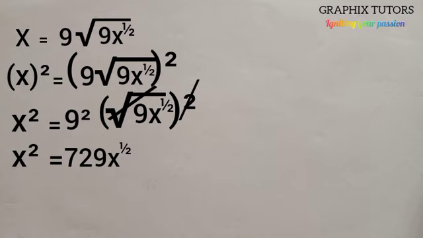In doing that, I'll have x squared over x to the power 1 over 2 equals 729 times x raised to the power 1 over 2 divided by x raised to the power 1 over 2. Now x raised to the power 1 over 2 cancels x raised to the power 1 over 2 on the right-hand side, leaving just 729. On the left-hand side we have x squared over x to the power 1 over 2. In indices, whenever the bases are the same and the power is coming up, it will have a negative sign.